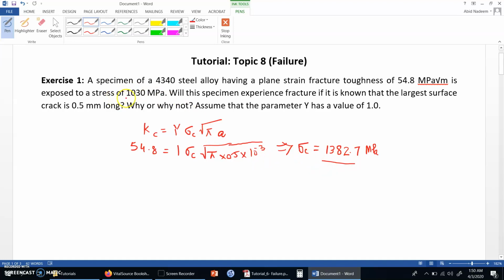However, in this case, the applied stress is 1030 megapascal. So since the applied stress is less than the critical stress, our conclusion is that there is no fracture. What we need to find is whether the specimen will experience a fracture. So our answer is no fracture will occur.